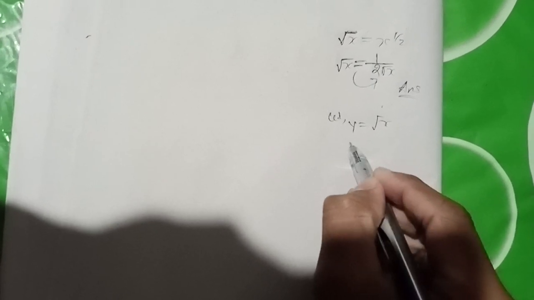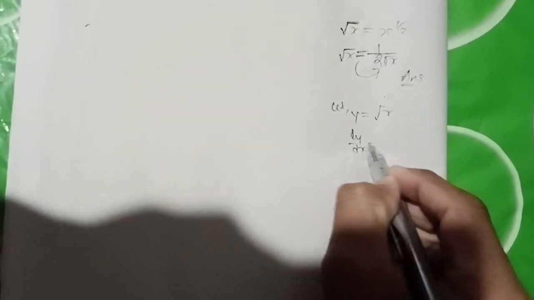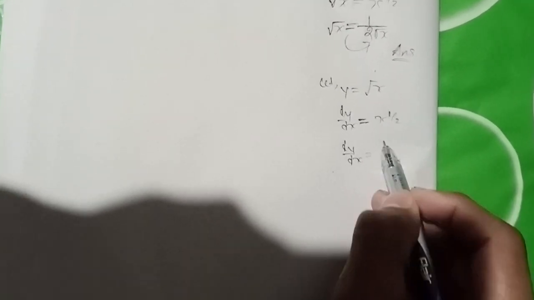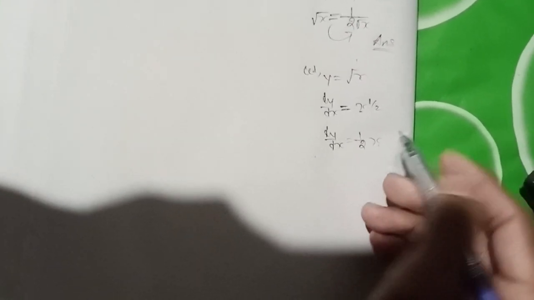But you need to promise me that you will pay attention, and this is very important. Let y is equal to x to the power 1 by 2. The derivative of y we can write dy by dx. Yes or no? So 1 by 2 also we can write dy by dx. The power comes in front of the function, 1 by 2, and 1 is subtracted from the power.